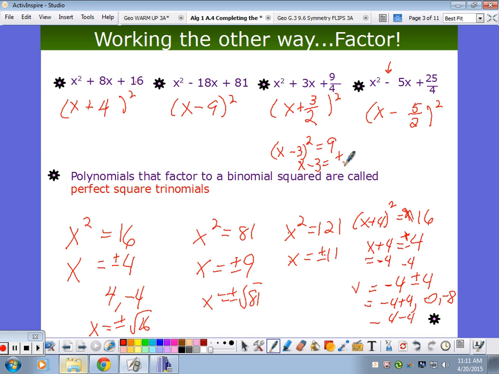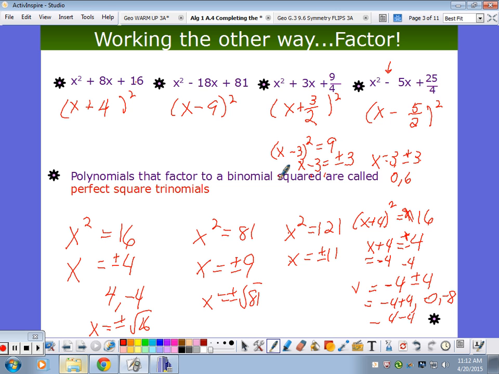Plus or minus 3, just like here. Because something squared is 9, that something could be 3, or that something could be minus 3. Then what? Add 3 to both sides, and I put it in front of that plus minus. What are my two numbers? 3 minus 3, 3 plus 3. 3 plus 3 is 6. So 0 and 6 are the solutions.